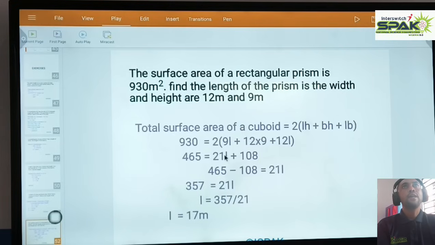So we have 21L plus 108. Collecting terms, first we divide 930 by 2. We have 465. Then take this, minus 108. That gives us 357. Divide both sides by 21. Then the length of the prism will be 17 meters. So 17 meters is the length of the prism.